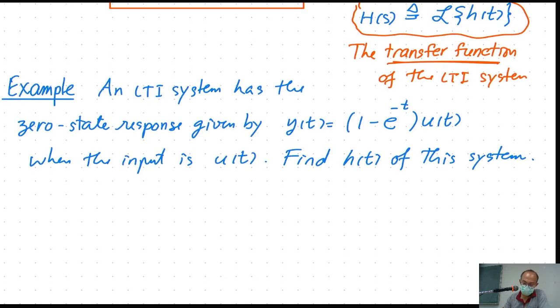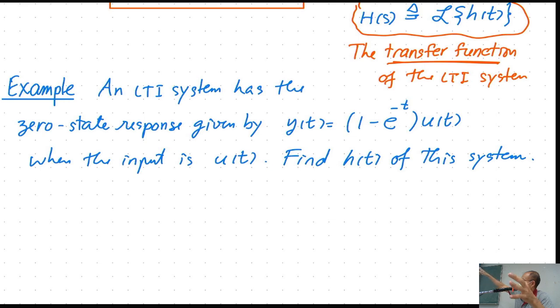Now, we could have taken the time derivative of y(t) to get h(t), but we will do it differently. We will do it using the Laplace transform. We will try to work it in the S domain. So to work it in the S domain, the strategy would be to take the Laplace transform of y(t) to get Y(s), and the Laplace transform of u(t).